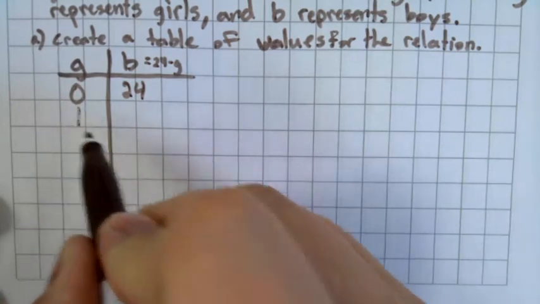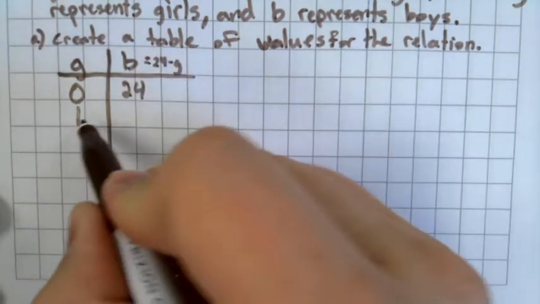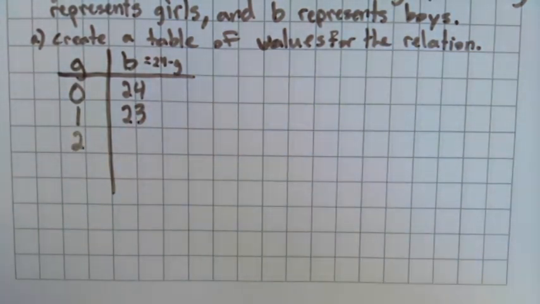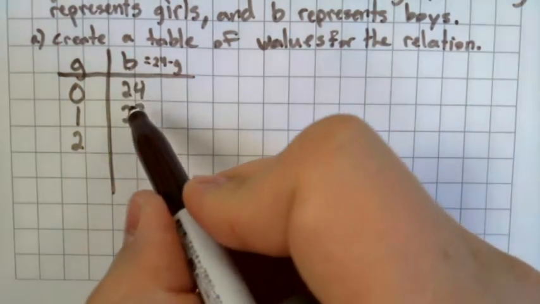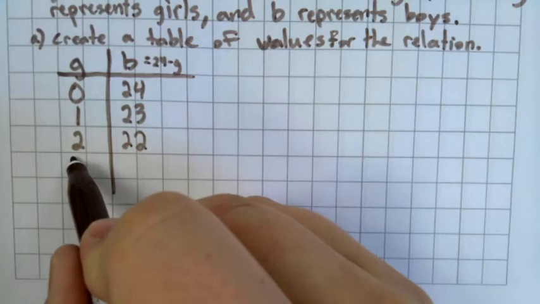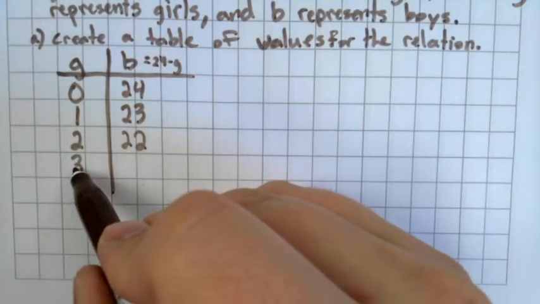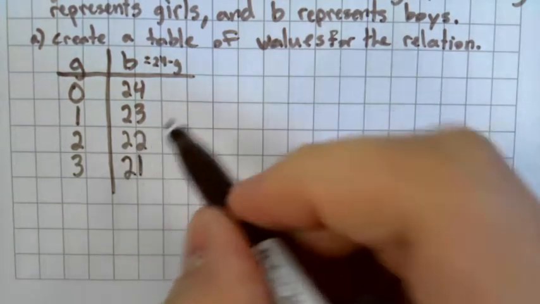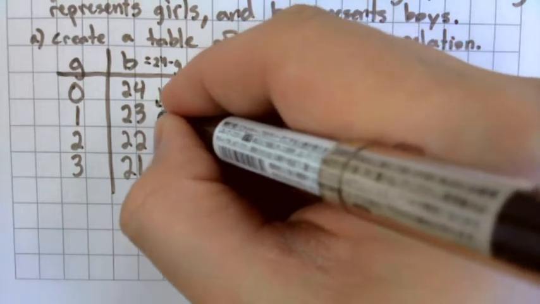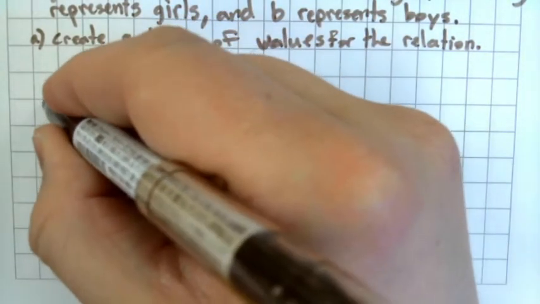What if we had 1 girl? Well, boys would be 24 subtract the 1 girl, which would be 23. What would 2 be? I think some of you are realizing this one's a little bit simple, but 24 subtract 2 would be 22. And eventually we see a pattern. Some of you might have seen it already. 24 subtract 3 is 21. You'll notice that this is just going down by 1, while this is going up by 1.